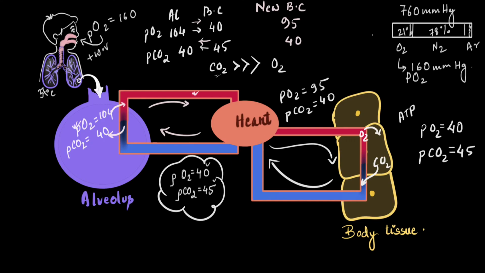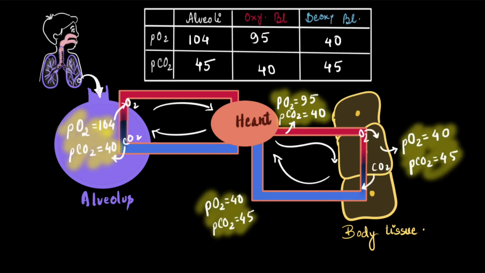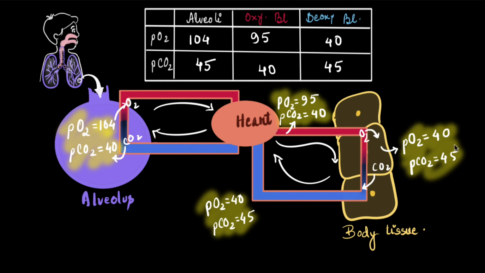Now I have made a better and neat diagram for you. I have written the numbers in a better way for you to grasp. So you can pause the video here and look at each step in this diagram and see how the partial pressure gradient helps gases to diffuse in and out of the blood. And if you're stuck anywhere, you can always go back and watch the video.